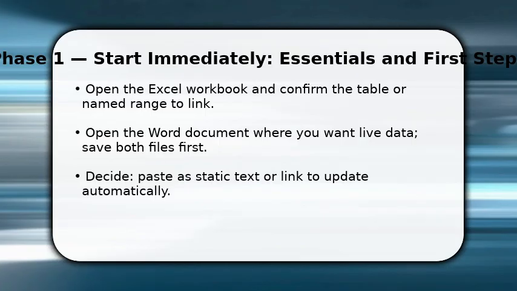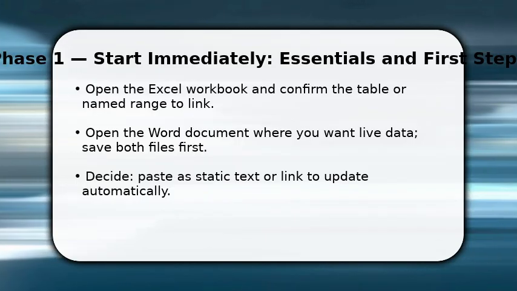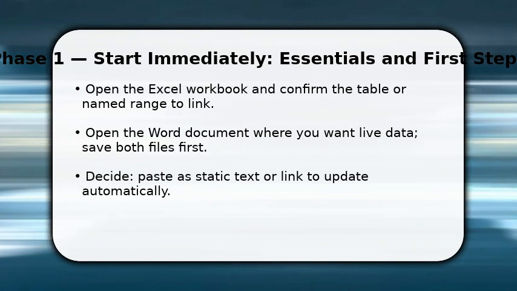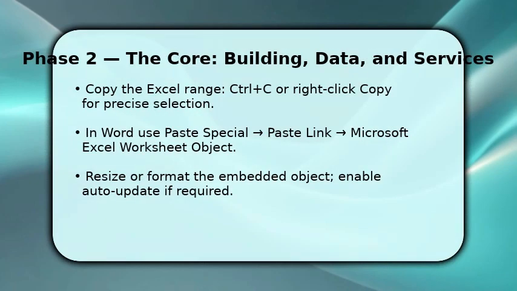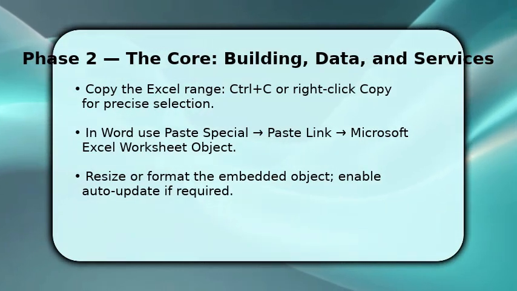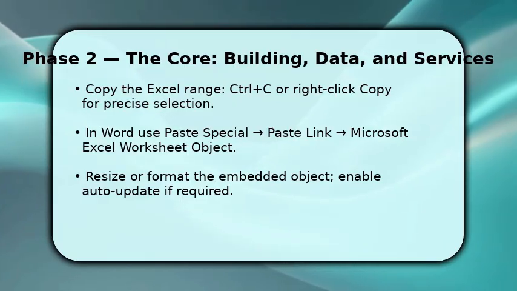You choose between pasting static content or linking for automatic updates, and that decision affects how you paste in the next step, so pick now and prepare to copy in Excel. Now you copy the selected range in Excel and return to Word to paste it correctly. Use Paste Special, then choose Paste Link and Microsoft Excel Worksheet Object to create a live link.